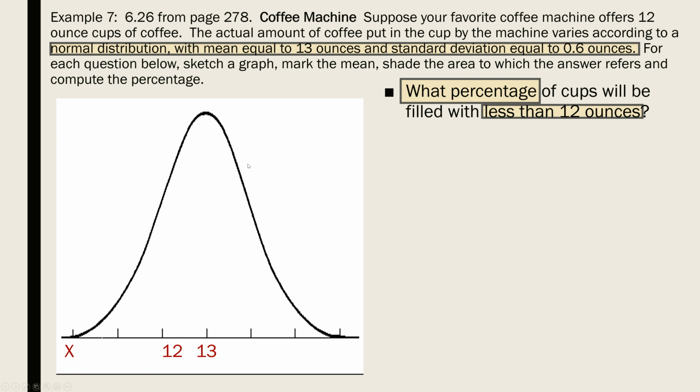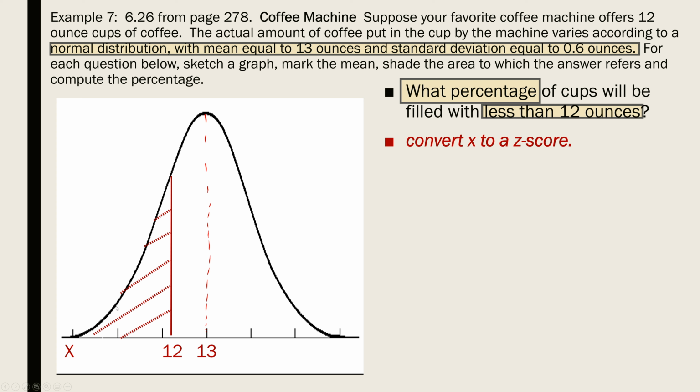As we know, the mean equals 13. It means the peak of the normal distribution is located at x equals 13. We are interested in what percentage of cups will be filled with less than 12 ounces. So that's why we should sketch the vertical line at x equals 12. Since it is less than 12 ounces, the left part should be the shaded area.